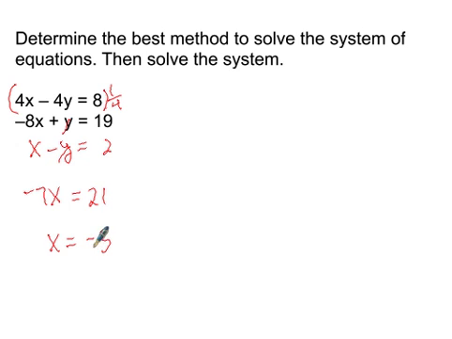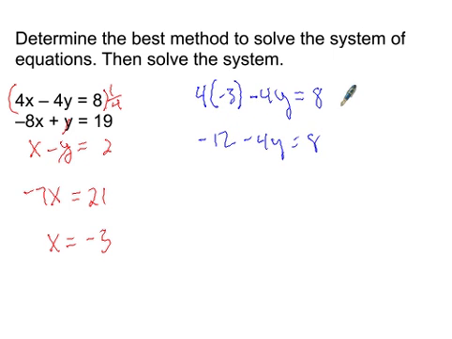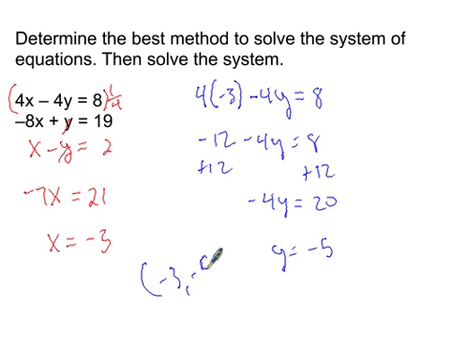So now that we know x is negative 3, go back to this original equation. 4 times negative 3 minus 4y equals 8. So negative 12 minus 4y equals 8. Add 12. Negative 4y equals 20. So y equals negative 5. Yep. So the ordered pair is negative 3, negative 5.